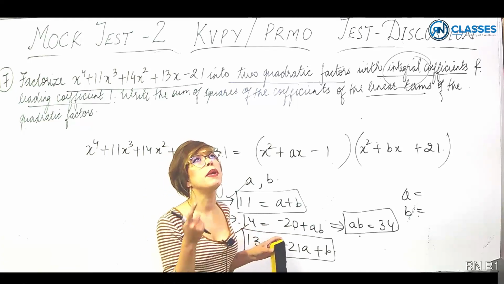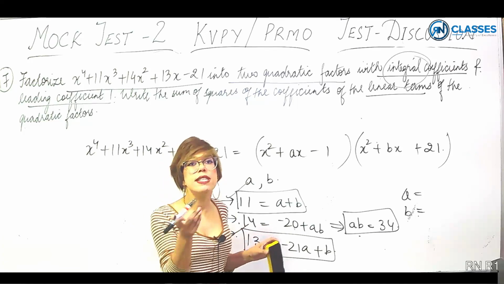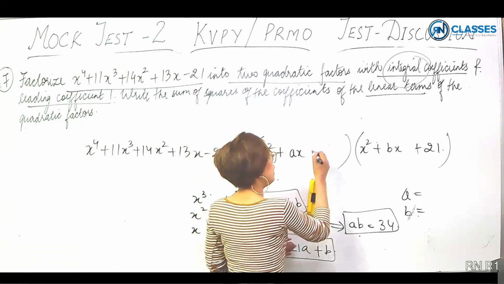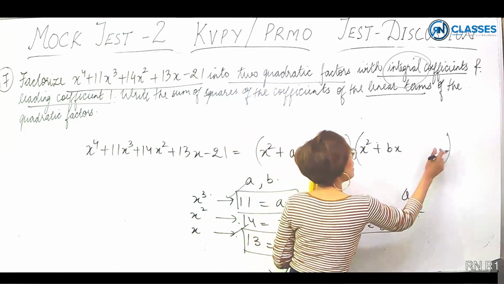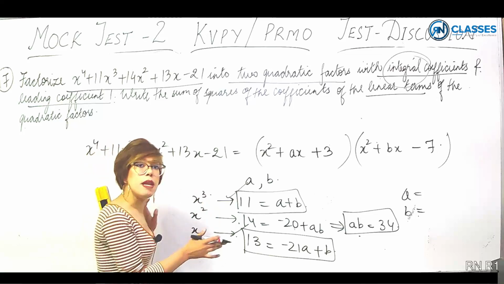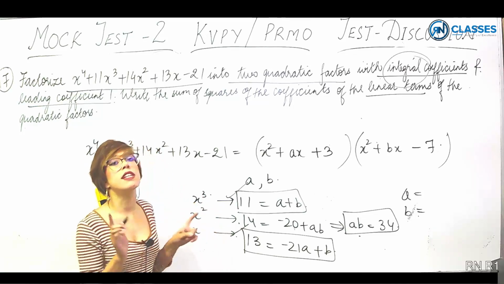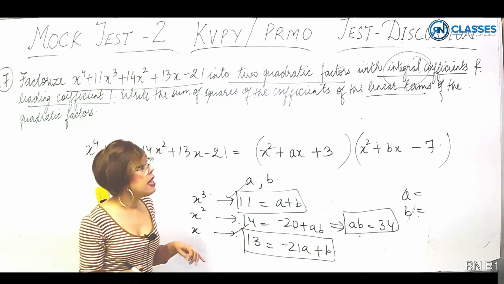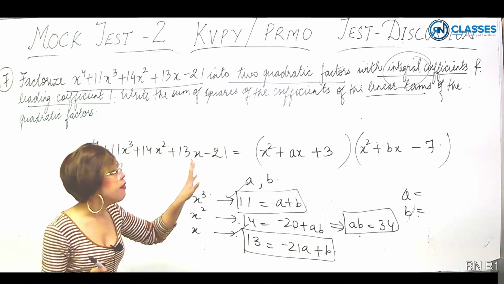Now, 21, what are the factors? 3 and 7. So, I can do plus 3 and minus 7. I think for this, you will get the answer. Compare the coefficients, get the value of A and B, and check whether the third equation is satisfied or not. That means you will get the answer for A and B.